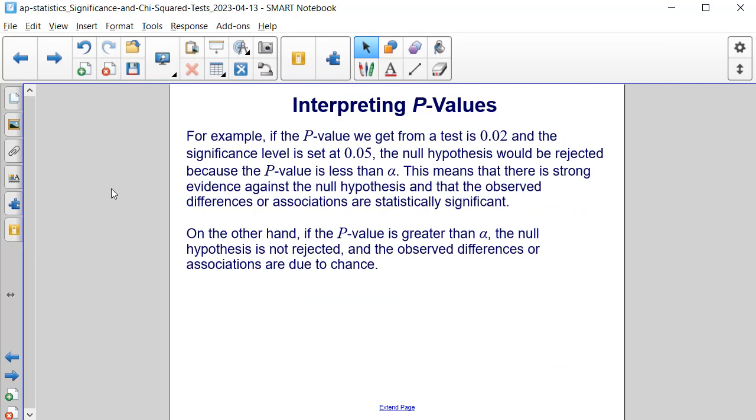For example, if the p-value we get from a test is 0.02 and the significance level is set at 0.05, then the null hypothesis would be rejected because the p-value is less than alpha. This means that there is strong evidence against the null hypothesis and that the observed differences or associations are statistically significant. On the other hand, if the p-value is greater than the significance level alpha, the null hypothesis is not rejected, and the observed differences or associations are due to chance.